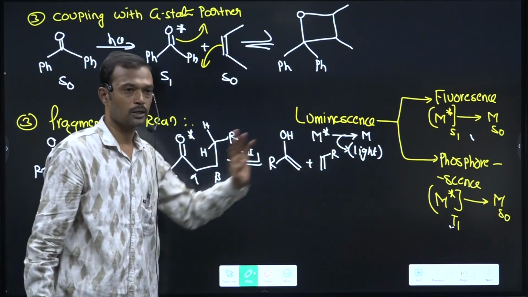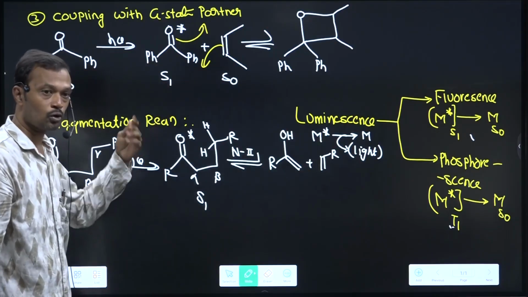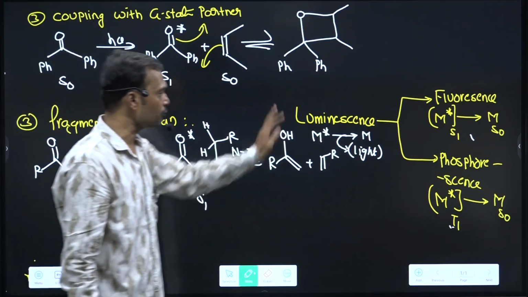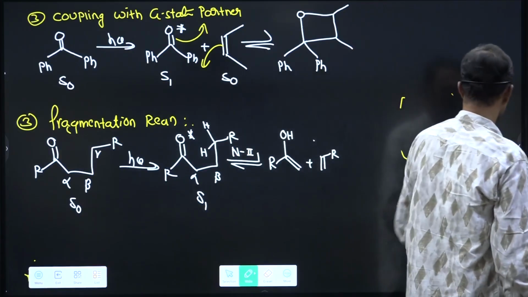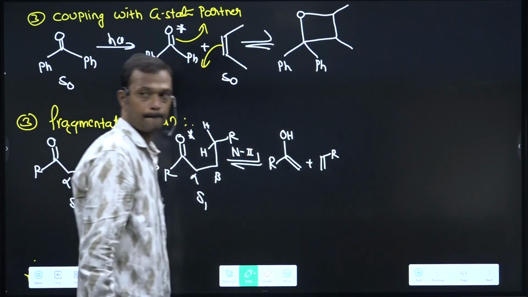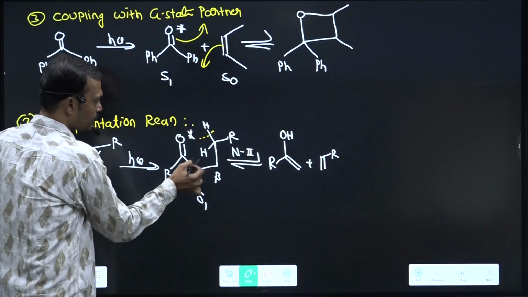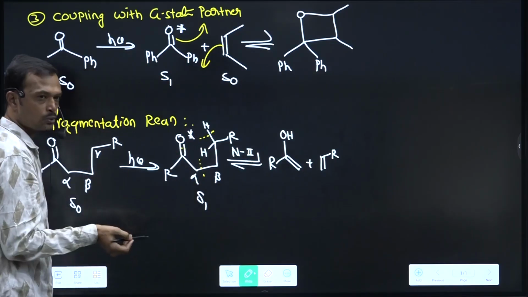So that is called fragmentation. Excited molecule undergoing fragmentation, that is Norrish-2. So Norrish-2 is an example of fragmentation reaction. So remove this hydrogen, break this and break this. It is a McLafferty rearrangement, Norrish-2 reaction.